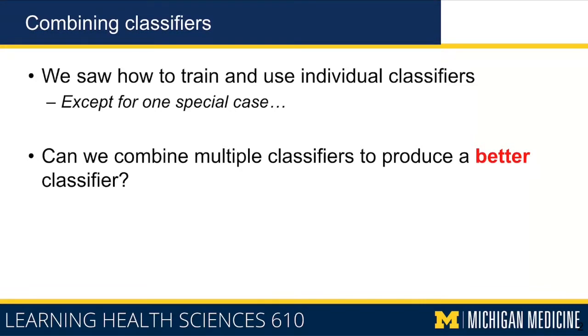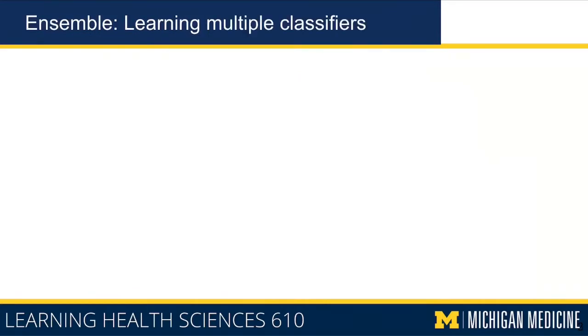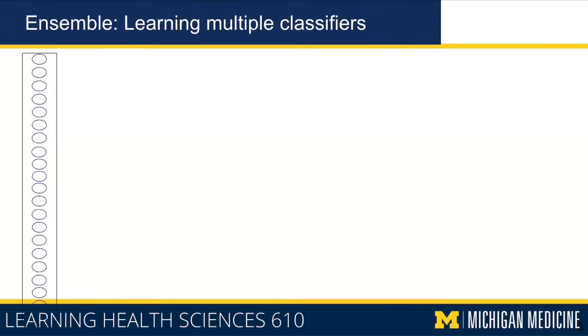Here, we are saying even if it is just a binary classification task, can you combine different models to build a better classifier? Can you combine these multiple classifiers to create a classifier that is better than these individual models? So let's think about how to do that. When you're learning these multiple classifiers, it is called ensemble learning.